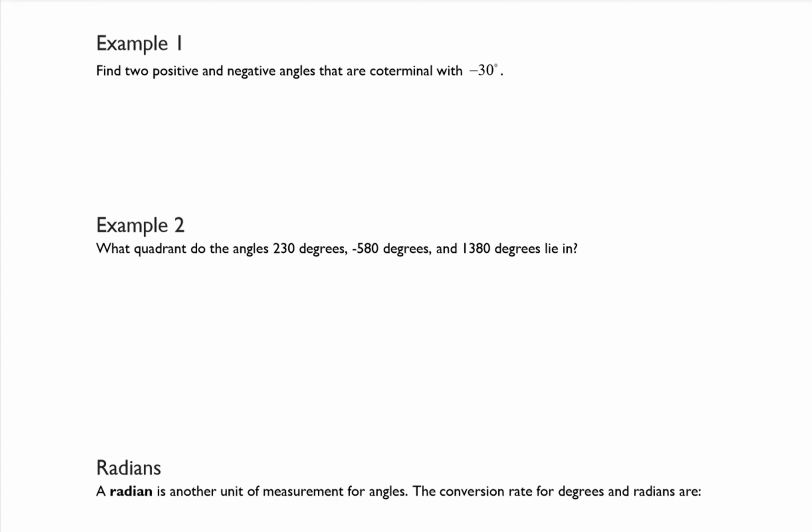Example 1 says find two positive and two negative angles that are coterminal with negative 30 degrees. Now, before we even go into answering this question, I want you to think about and identify which quadrant negative 30 degrees is in if we were to graph that. So pause the video and take a moment to think about it. I'm going to go ahead and start graphing it now.